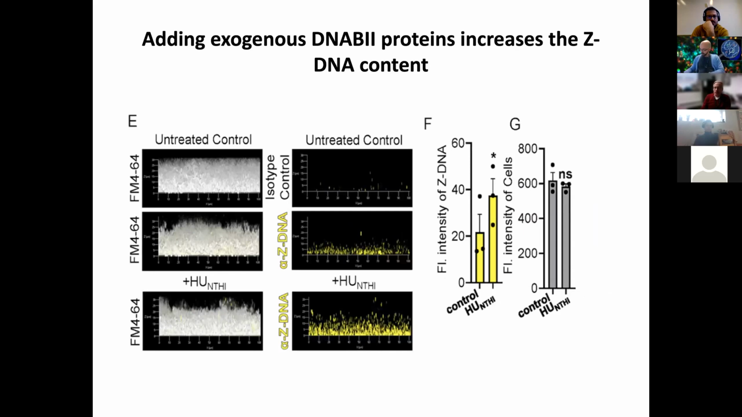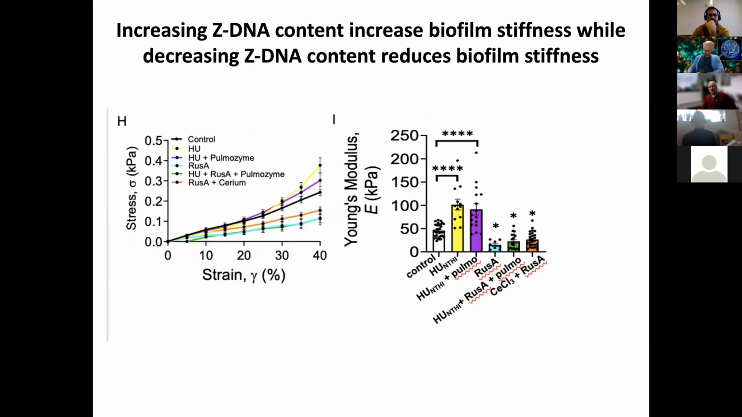I'm going to skip this, and I'm just going to say that when you add more HU, it drives DNA. This also is consistent with this notion that the Holliday Junctions are incredibly important for the maintenance of zDNA. And then the last thing I want to say on this particular topic is that the structure of these biofilms, when we manipulate them by driving the biofilms into greater portions of zDNA, we see much stiffer biofilms.